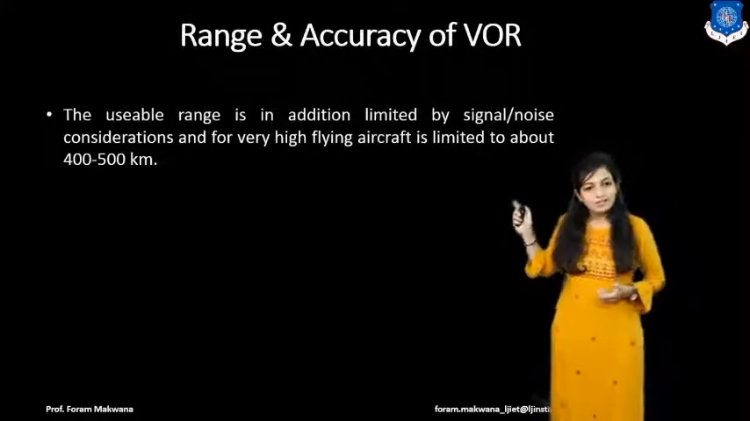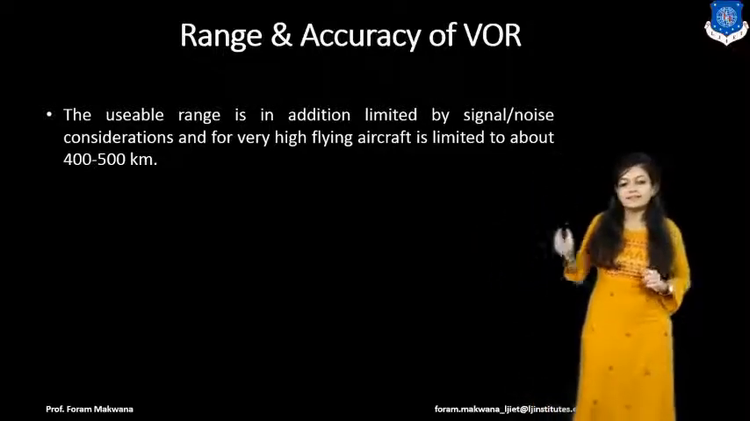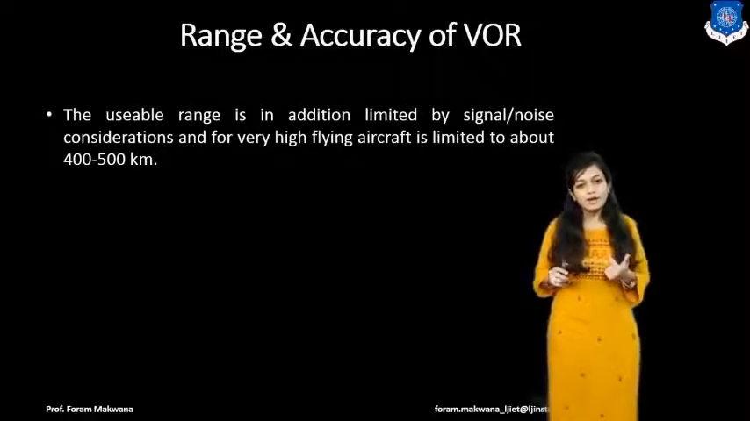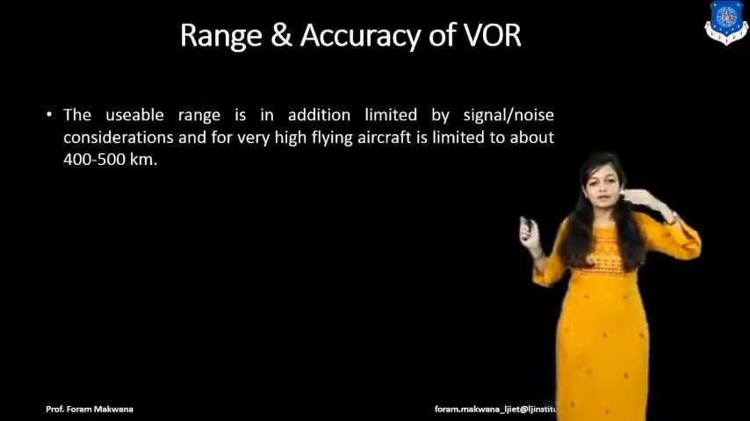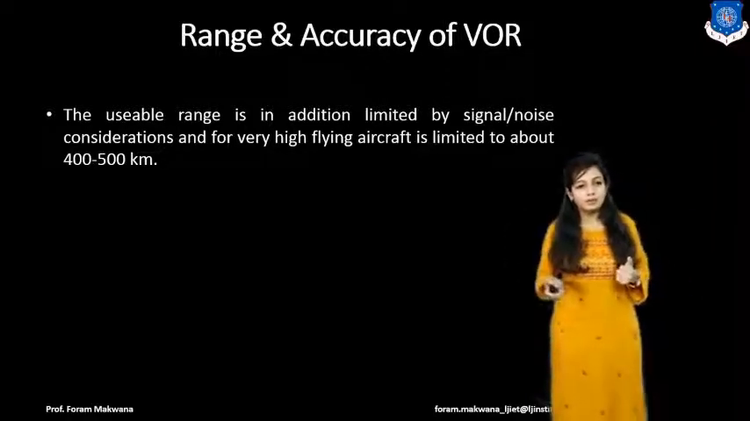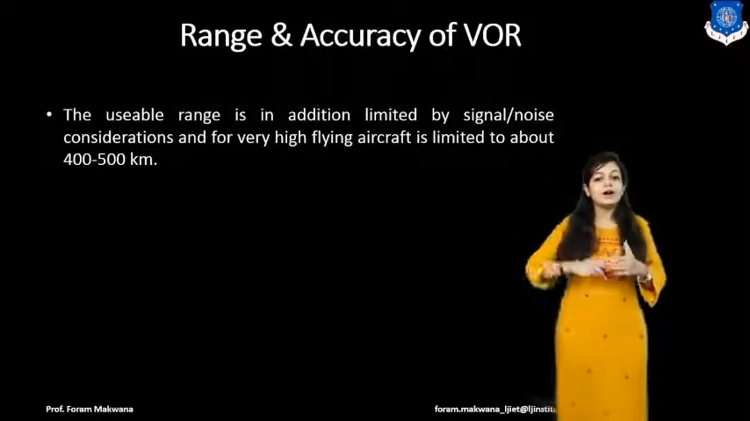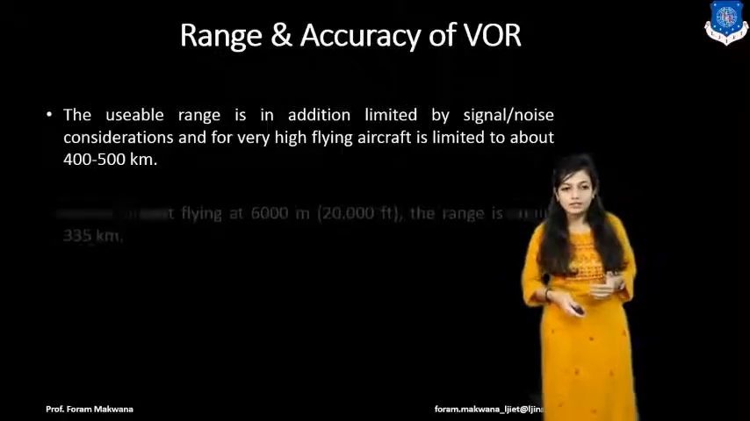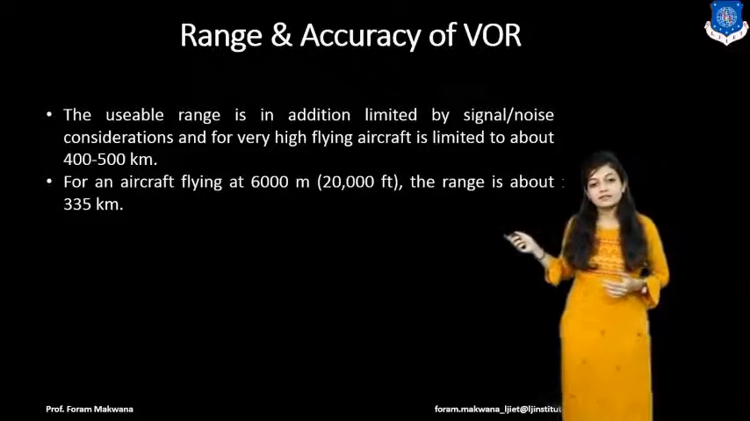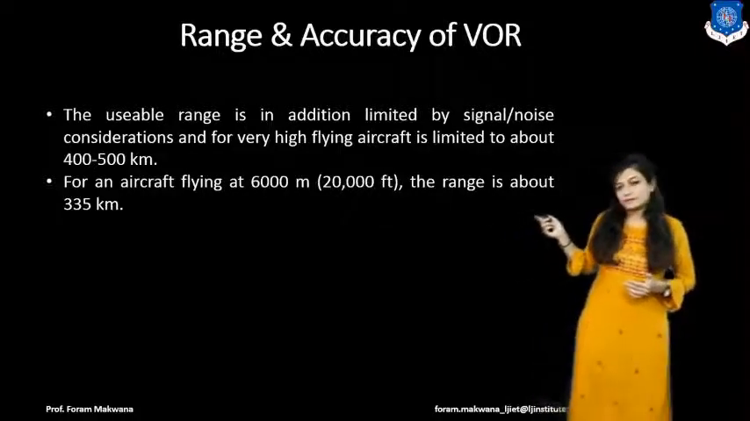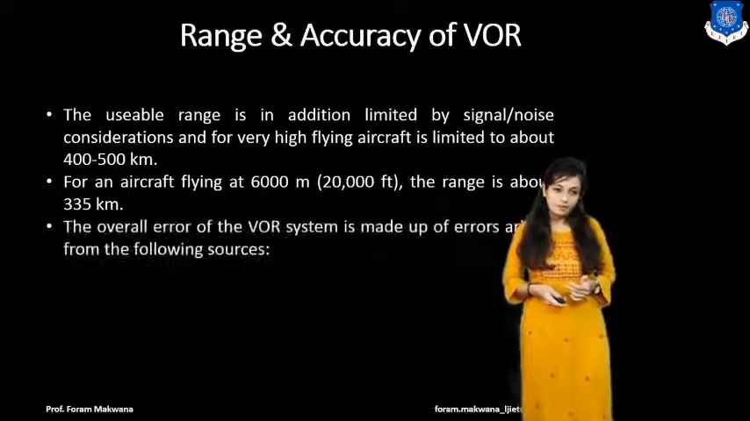Alright. So the usable range is in addition limited by signal as well as noise considerations. Why? Because if the aircraft is at a certain height, around 400 to 500 kilometers, the range and the accuracy of VOR are also limited if the height of the aircraft increases. Let's say for an aircraft flying at 6,000 meters, the range is about 335 kilometers.